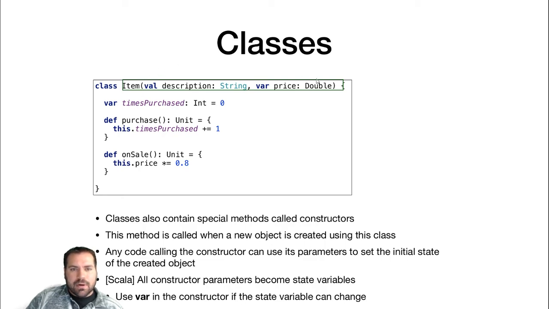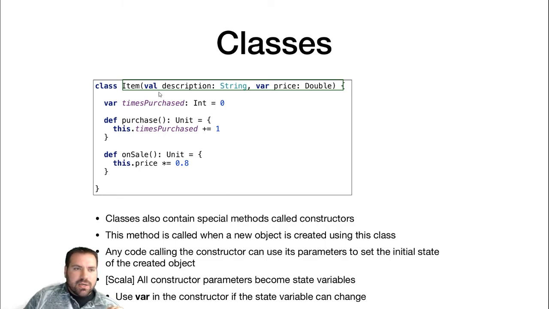And then a parameter list, which is going to be the parameter list for the constructor method. So each class has a constructor method, which is the method that's called whenever you create a new object using this class. Whenever I create a new item using this class, I'm going to call this constructor using the keyword new. I'm going to say new Item and give arguments for these parameters, and then that's going to return a new object of type Item.